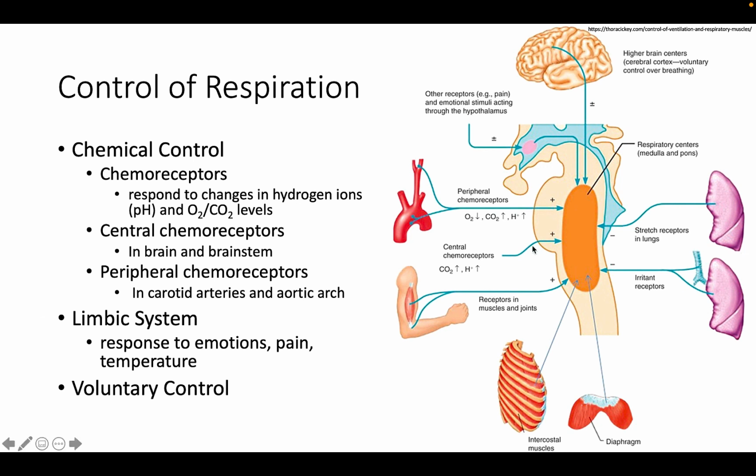One thing also to mention here is that there is voluntary control over breathing as well, which initiates in the cerebral cortex and influences the respiratory centers in the pons and medulla, similarly to these other factors that we just discussed.